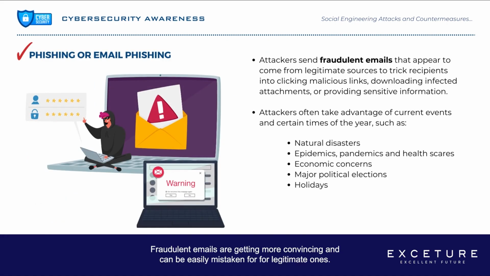Fraudulent emails are getting more convincing and can be easily mistaken for legitimate ones. These emails aim to deceive recipients into clicking on harmful links, downloading infected files, or sharing sensitive information. Attackers often use current events like natural disasters, pandemics, economic issues, elections, or holidays to exploit people's fears and trick them into revealing confidential data or infecting their devices with malware. To stay safe, individuals and organizations should be vigilant and cautious when dealing with emails from unknown or suspicious sources.